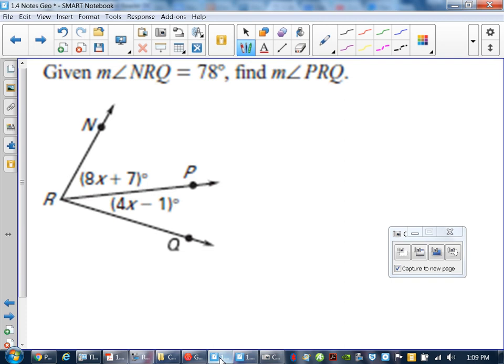Same exact setup. Write out what you have. Write out the statement for the angle addition, and let's see what we get. Take a minute or so to do so.